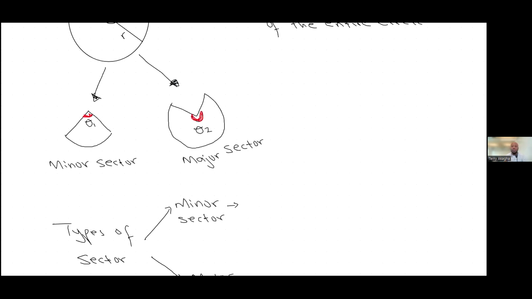So what is a minor sector? A minor sector has a central angle which is less than 180. So a minor sector has a central angle which is less than 180.